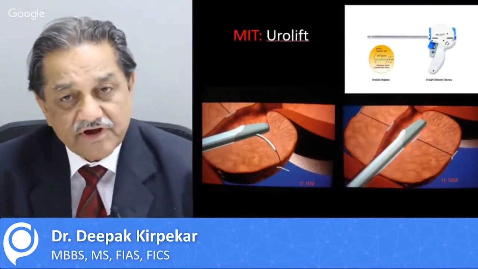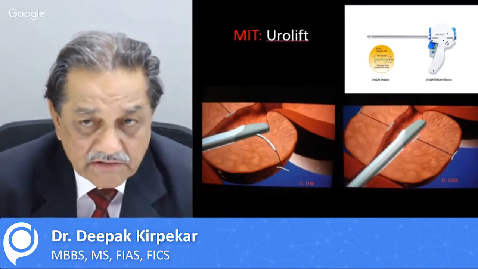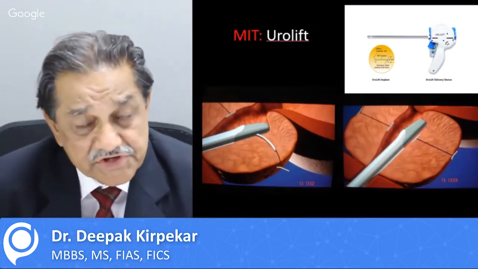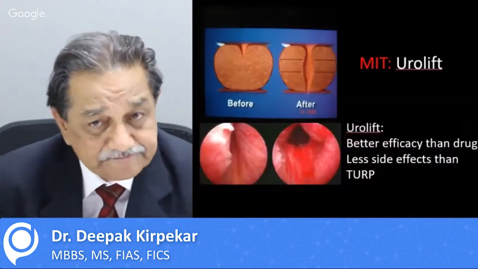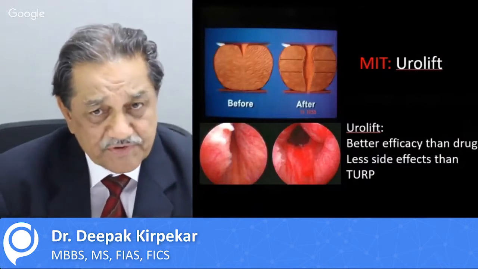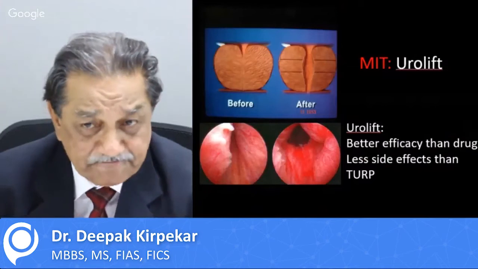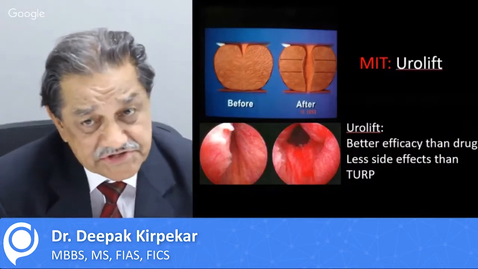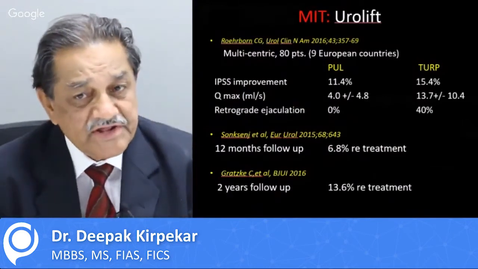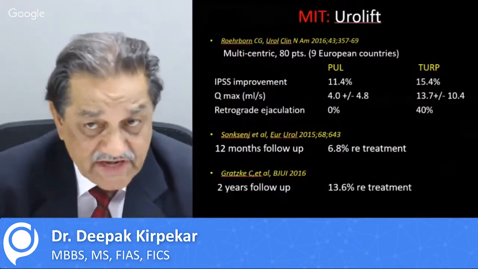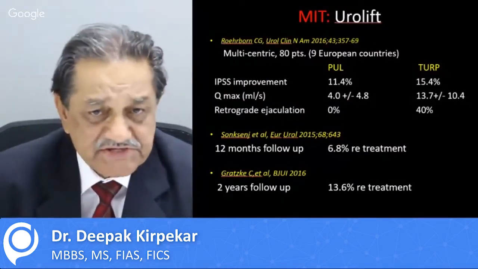When we are talking about reducing the prostatic volume, Urolift came in, with FDA approval in 2013. This is compression of prostatic tissue done transurethrally. You have the pictures here, pre-operative and post-operative. Efficacy is better than the drugs, and side effects are less than TURP. It does only one good thing, that it preserves antegrade ejaculation, but otherwise it is behind when it comes to matching Qmax and IPSS score.